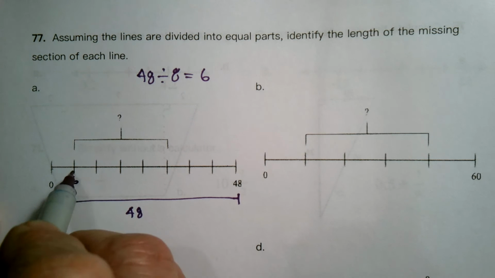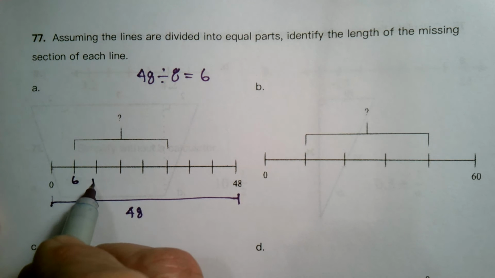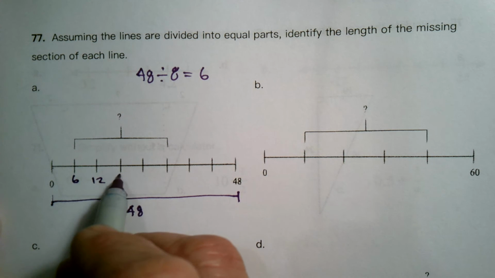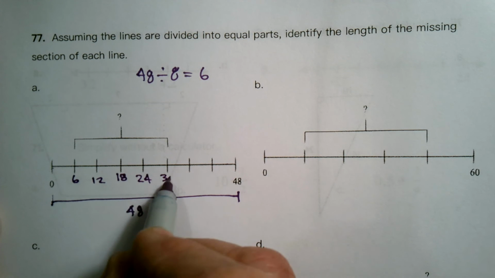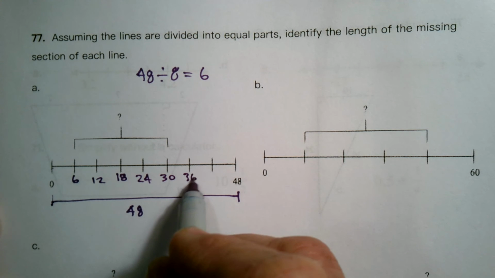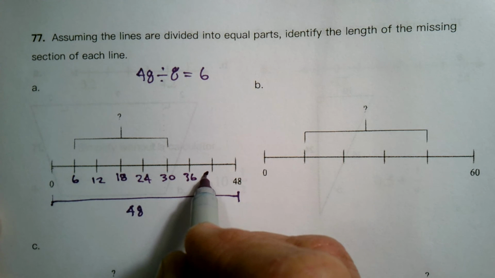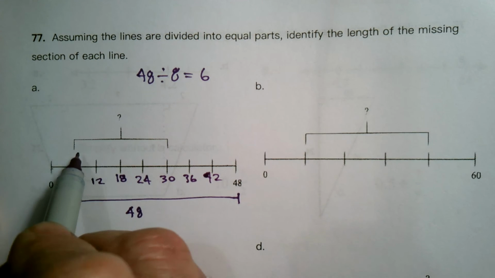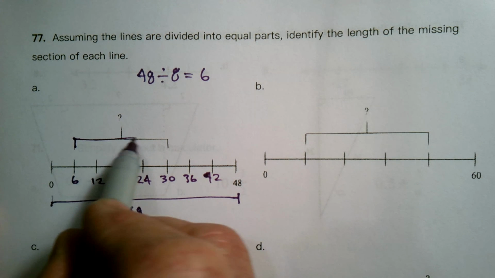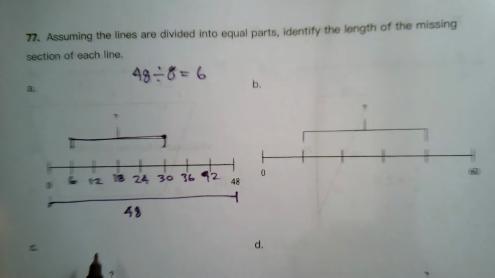And then if I continue on, another 6 added to 6 makes 12. Another 6 added to 12 makes 18. Add 6 more, you get 24. Add 6 more, you get 30. Add 6 more, 36. Add 6 more, 42. And then notice, where do I end up? With 48.